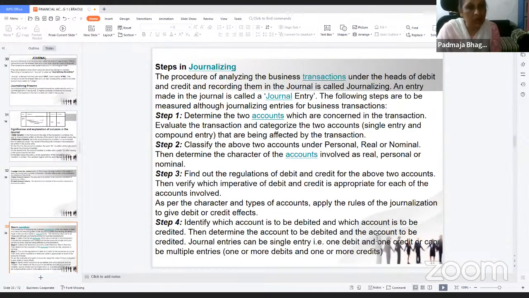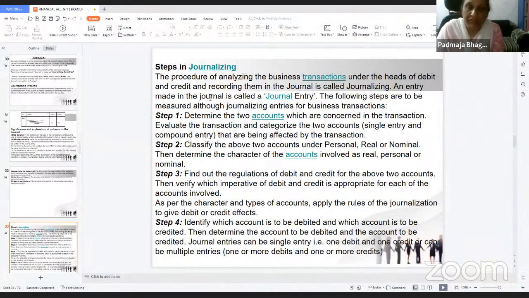Next, in journalizing, the first step in the process is to determine the two accounts, whether it is a single entry or a compound entry, for the transaction you have to make. And then the second step is to analyze the transaction under the heads of debit and credit, and that should be written in the journal entry. Okay. The journal is called the journal entry. For this, you have to follow some steps.